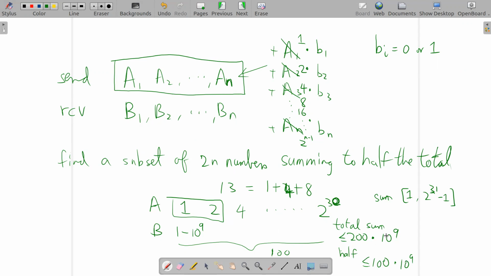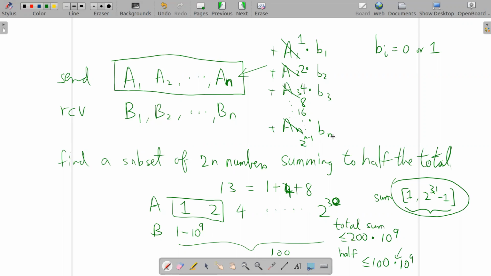which is problematic. Why is it problematic? Because I told you that with these powers of 2, I can give you any sum in this range, but this range is way too big. It's not big. This range is not big enough to cover the maximum half. So what do we do?